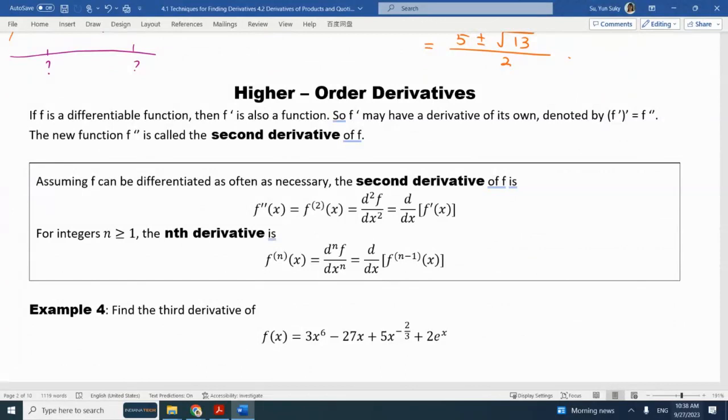So this notation means the same thing. The second derivative, or you put a parenthesis around the 2. If you don't put parentheses, it means square. Okay, it's f times f. But with the parentheses, it means the second derivative. So it's the derivative of the first derivative. And this is the notation because this is, maybe I should write it here.